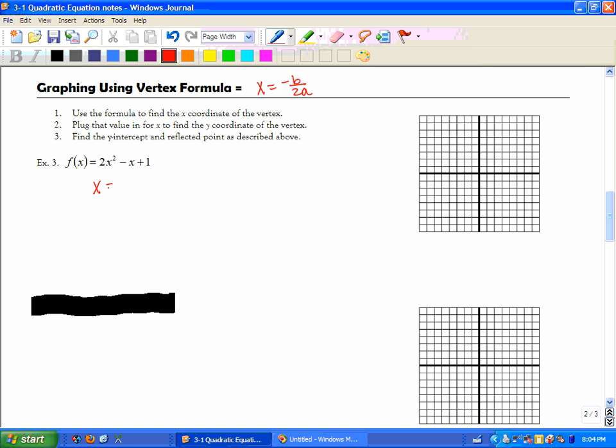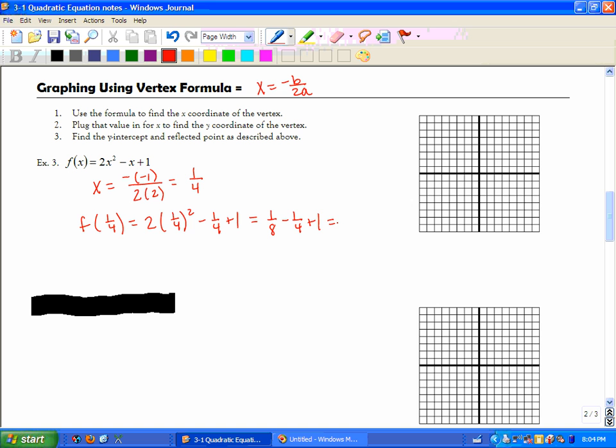So to find your vertex, you take the opposite of the b value, which is negative 1, divided by 2 times the a value, which is 2. So in this case, our x is going to be positive 1/4. And so we plug that in to find the y coordinate. So that's going to be 2 times (1/4) squared minus 1/4 plus 1. So 1/4 squared is 1/16. So 2 times that will be 1/8. And then minus 1/4 plus 1.